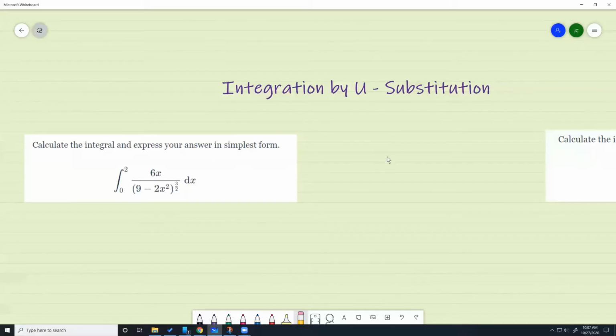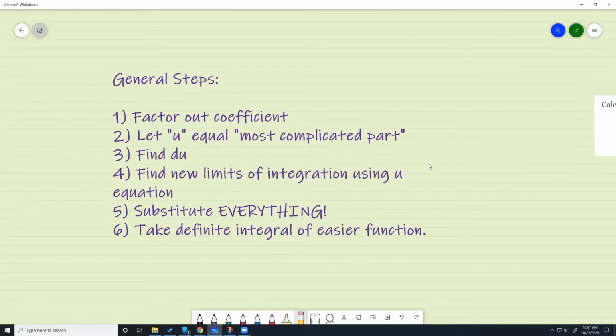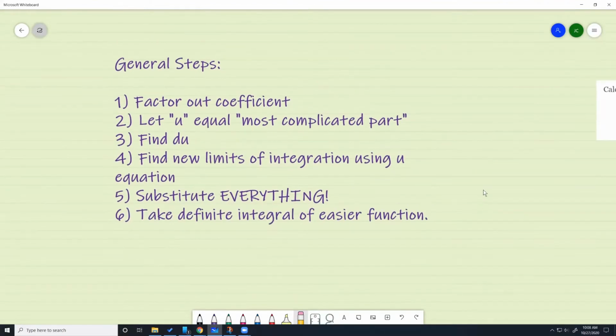Okay, so now I'm going to show you guys integration by u substitution for definite integrals. Okay, quite a few steps. All right, here they are. You can pause the video, just take some time to read it.